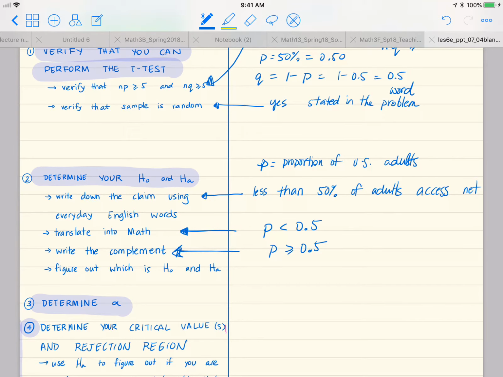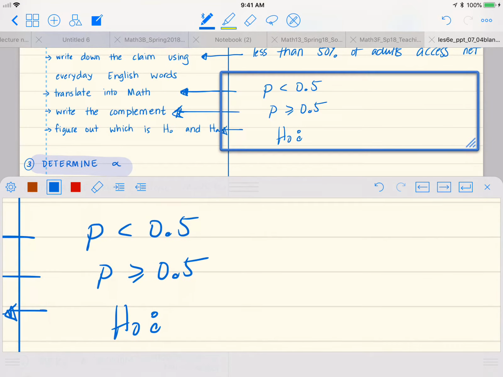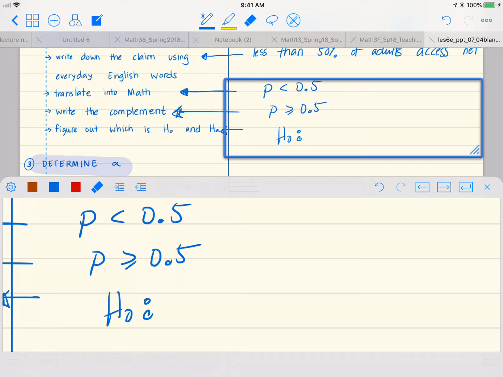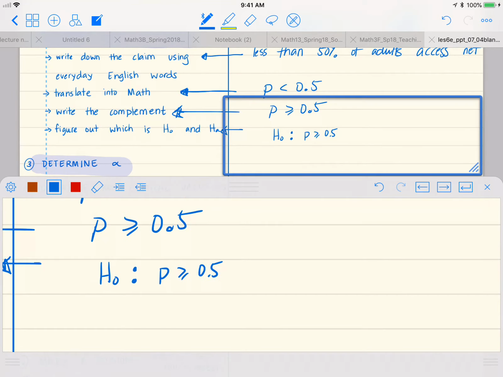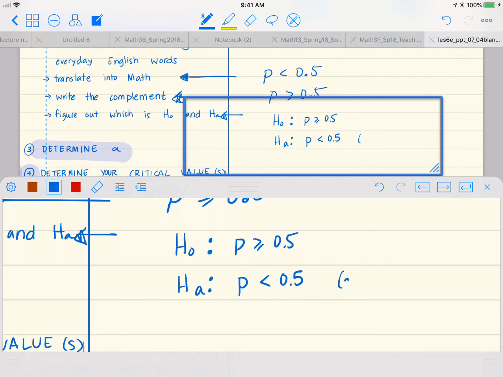Write the complement. The complement is going to be P is greater than or equal to 0.5. Now to figure out which one is H naught and HA. H naught is going to be the statement with the equality symbol. So the P greater than or equal to 0.5. And HA is going to be the other statement, P less than 0.5. And our claim is P less than 0.5. So our claim is actually the alternative hypothesis.